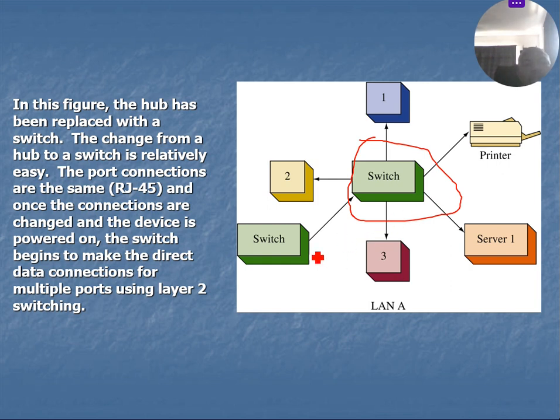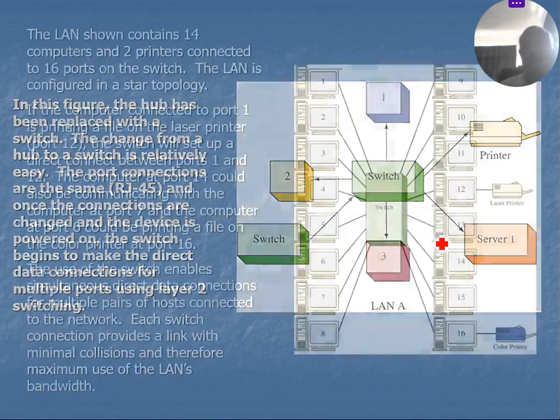Once the connections are changed and the device is powered on, the switch begins to make direct data connections for multiple ports using the layer 2 switching capability. Okay, so that's what happens. But we're going to show it in a clearer, easier form. Now let's take a look at it.